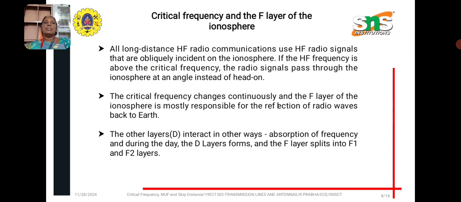And the critical frequency and the F layer of ionosphere: for longer distances, high frequency communications use high frequency radio signals that are obliquely incident on the ionosphere. If the high frequency is above the critical frequency, the radio signals pass through the ionosphere at an angle instead of head on. Now the critical frequency changes continuously and the F layer of the ionosphere is mostly responsible for the reflection of radio waves back to Earth. The other layer D interacts in two ways, an absorption of frequency. And during the day, the D layer forms and the F layer splits into two layers as F1 and F2.